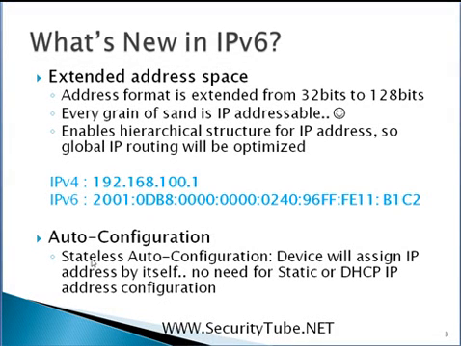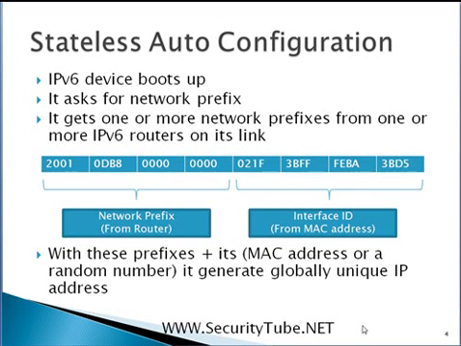That's a very important feature. Stateless auto configuration is one of the most interesting features in IPv6. So let's spend some more time on stateless auto configuration. How exactly does stateless auto configuration work? When an IPv6 device boots up, it asks for a network prefix. Now one or more routers on that link will be providing their network prefix to this host.